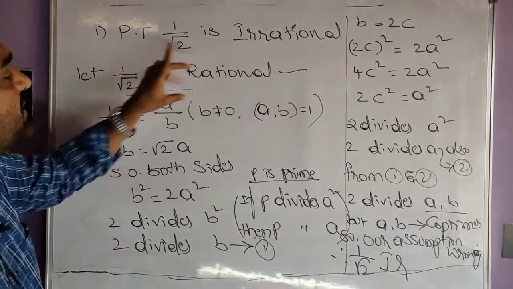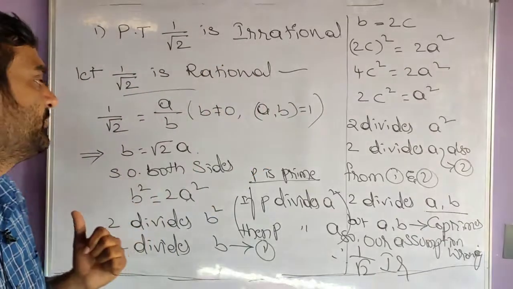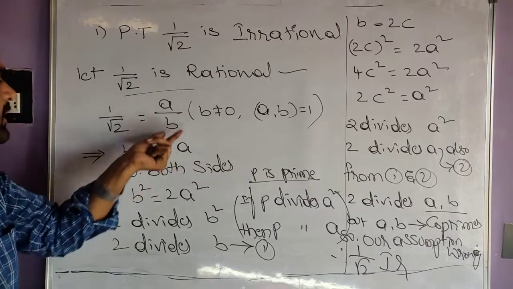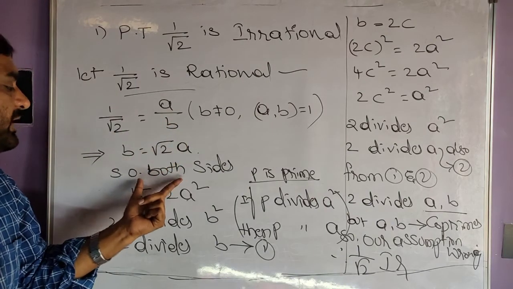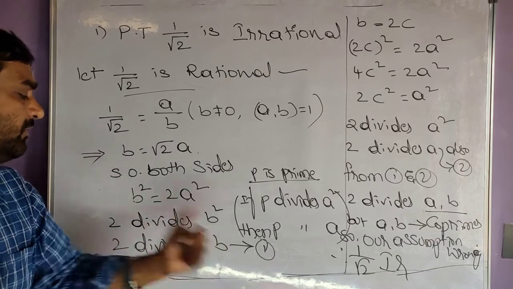And 1 by root 2 is a rational number, so it is of the form a by b, with b not equal to 0, where a, b are co-primes. Squaring on both sides, here b is equal to root 2 a. Squaring on both sides, b square equals 2 a square. Here 2 divides b square, then 2 divides b also.